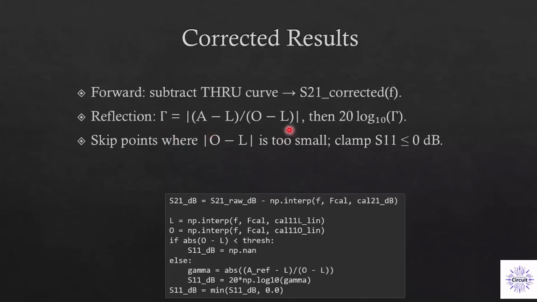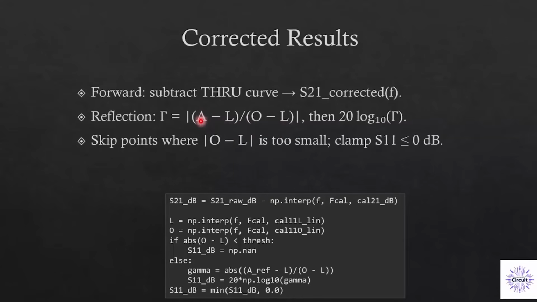Also for S11 measurement, once you know what amplitude you have for open and load, you can measure gamma, can calibrate gamma based on load and open by just this equation: A minus L over O minus L.